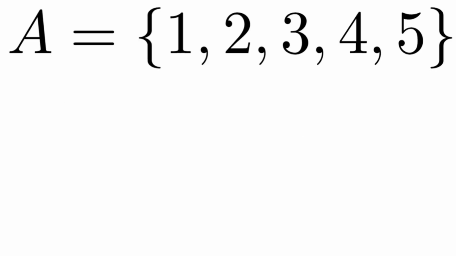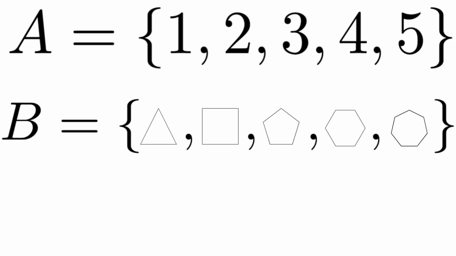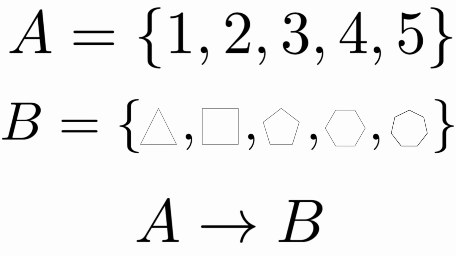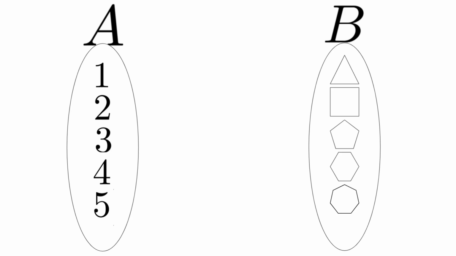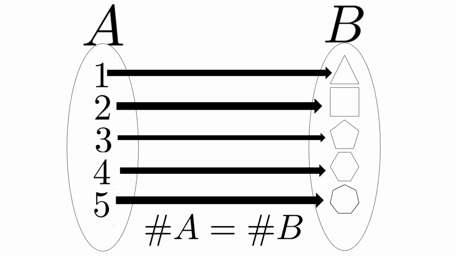Let's say we have a set which contains 1, 2, 3, 4, and 5. We know its size, or cardinality, which is 5. But what if we have another set, which we don't have the cardinality of? Let's say triangle, square, pentagon, hexagon, and heptagon. We can show they are the same size by matching every element in set A with a single element in set B. This is called a bijection. If we try that, we can match them like this. Since every element maps to another element and there are no leftovers, it means they are the same size.